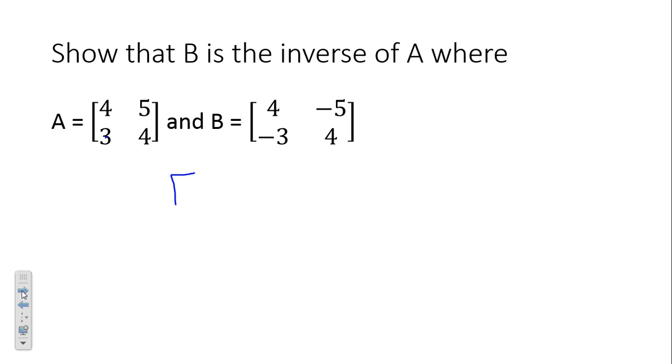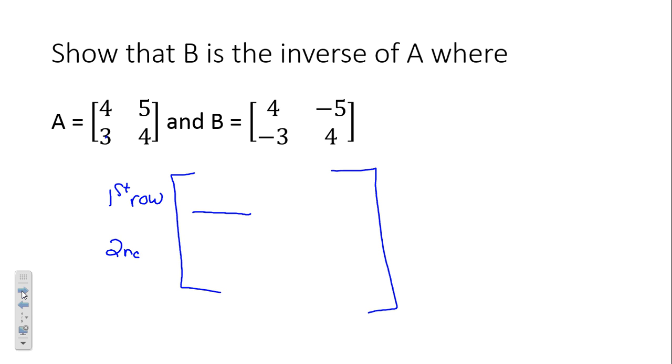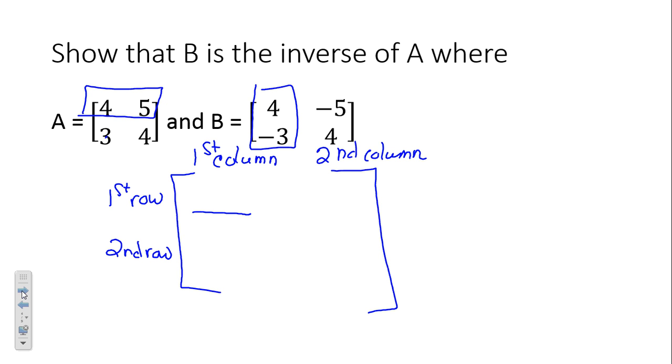So we are going to get a 2x2, make it much larger this time. Okay? So when we're in this spot, this is the first row, and this is the second row. And we have our first column and our second column. So when we're in this spot, it's the first row, first column spot, okay? So that means that of this one, we're going to take this row times this column. So we take the 4 times the 4, and we add it to the 5 times the -3. So 4 times 4 was 16. 5 times -3 was -15, so 16 and -15 gets us our 1.